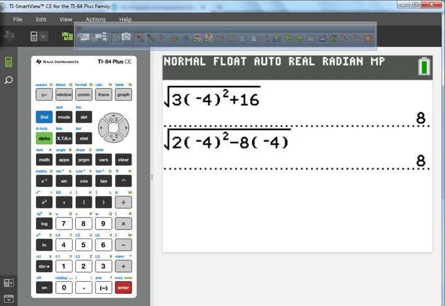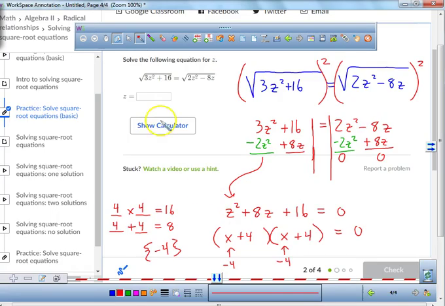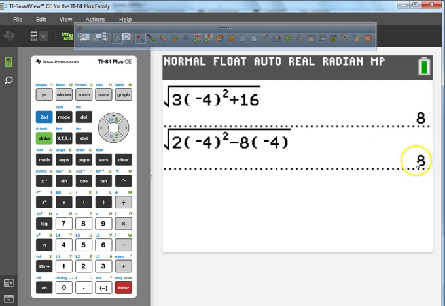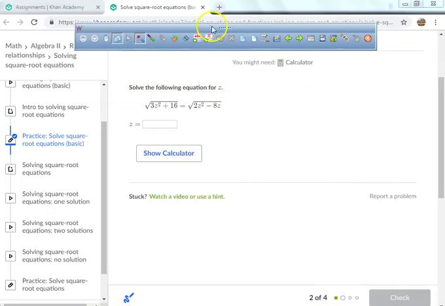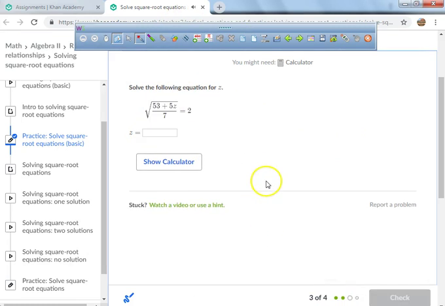So since these work, what number am I going to type in? I'm going to type in a -4 for my answer choice, because that was the solution that worked. When we plugged it into the calculator, both of them were equal to 8, but the number that we plugged in was -4. All right. Here we go. So I'm typing in -4. Press enter. Got it.